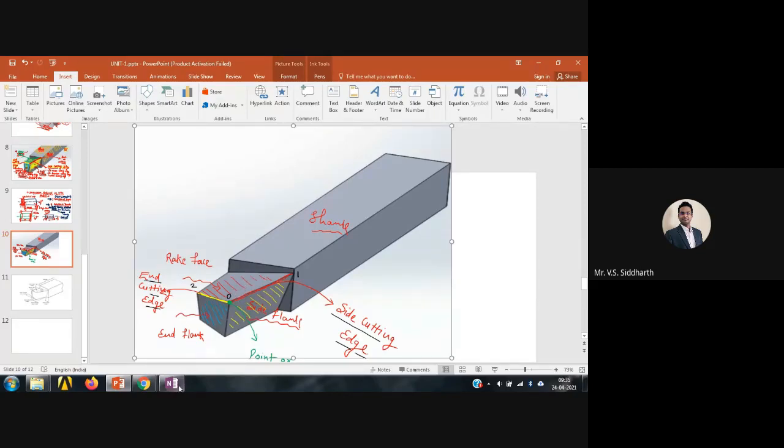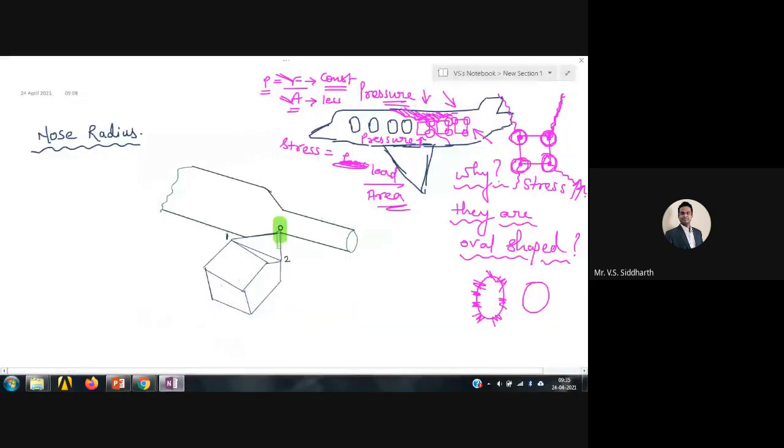100% it will be sharp. So when it is sharp, then what happens is, when you do the machining operation, since the point is very, very sharp, its area is very, very less. So a very, very high amount of stresses are built up at that point O, because it is very sharp.